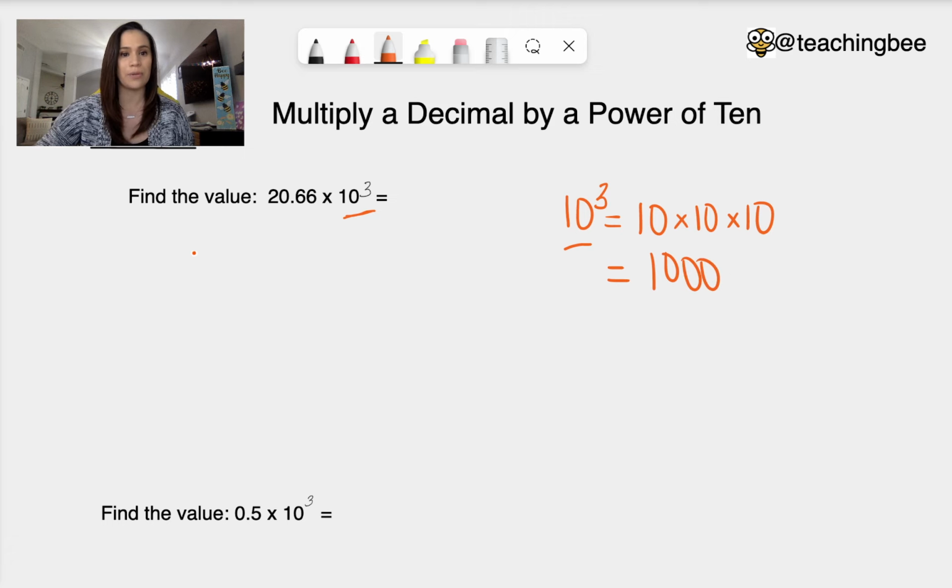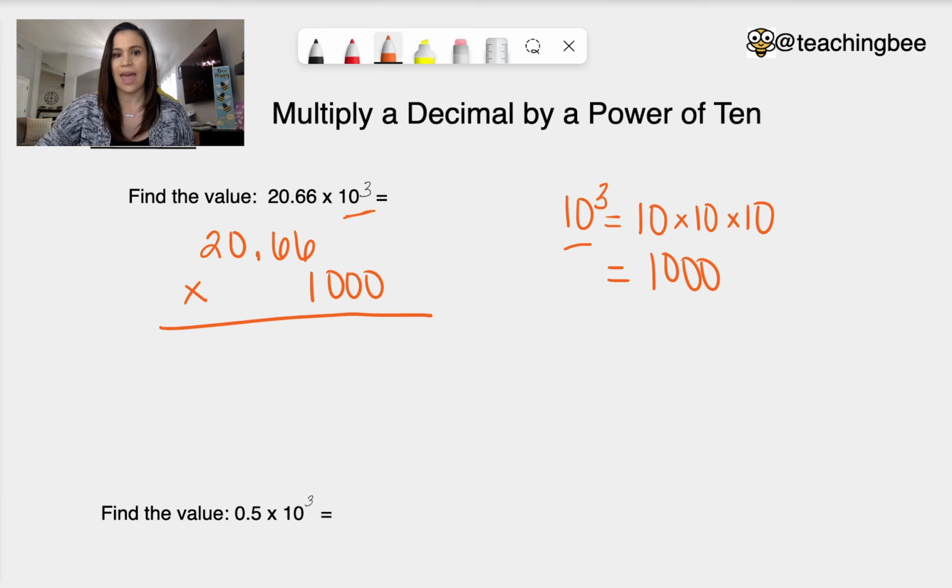So let's go ahead and rewrite our problem over here. So we have 20.66 times 1,000. And anything that's multiplied with a bunch of zeros at the end, we can just drop those zeros. So we're going to drop these 3 zeros down. And then we have 6 times 1, which is 6. We have 6 times 1 again, which is 6. We have 1 times 0, which is 0. And then we have 2 times 1, which is 2.